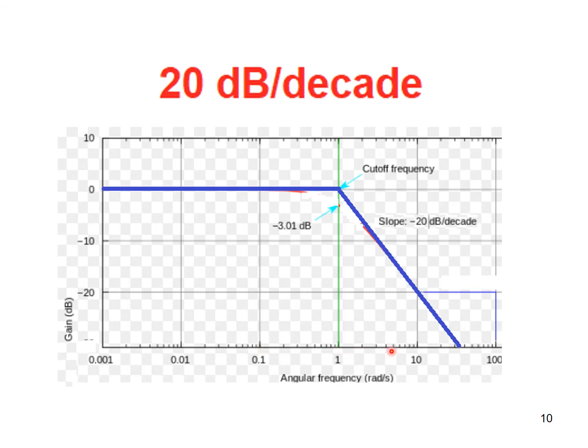So in this case, for 1 to 10, one decade, the slope will be 20 dB down. If you look here, from 0 it is coming down to minus 20 dB. So this means it is minus 20 dB per decade. For one decade, if the drop is 20 dB, then it is 20 dB per decade. If it had come here, it would have been minus 10 dB per decade, and if it goes here, it would have been minus 30 dB per decade.